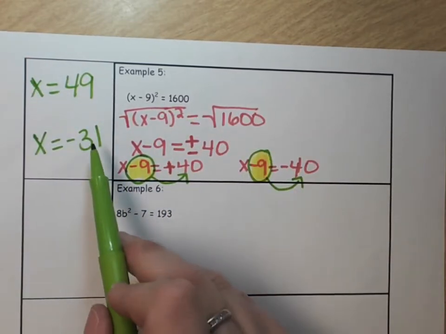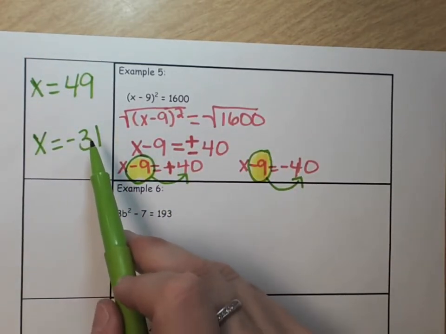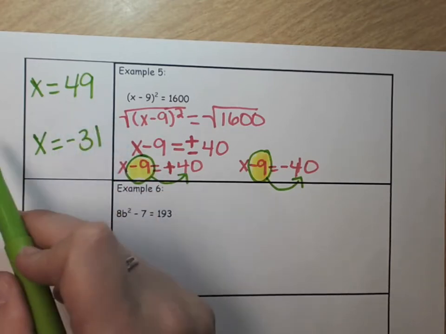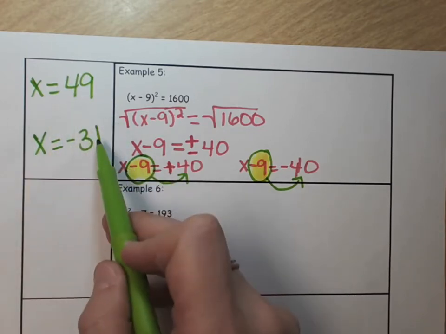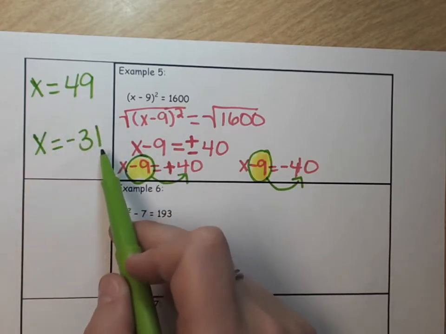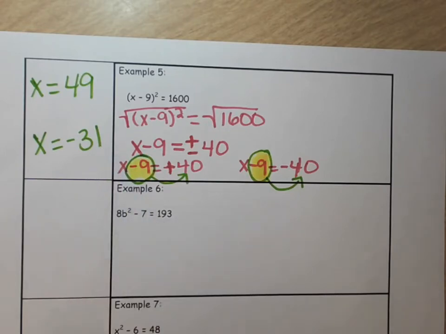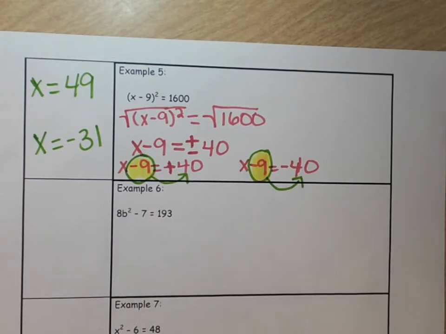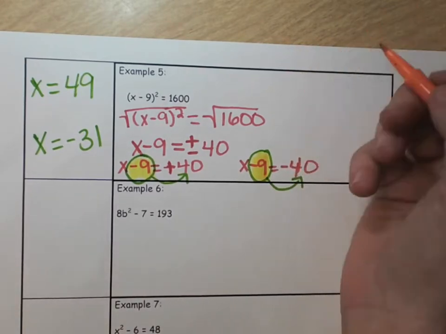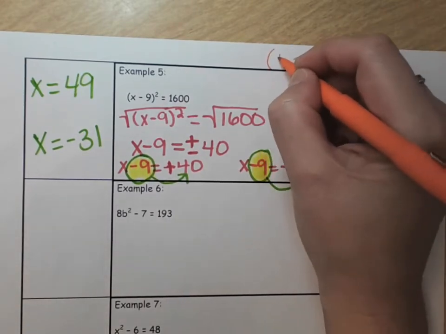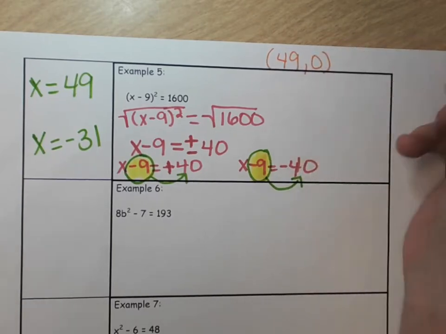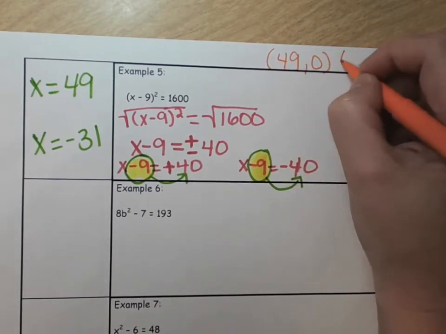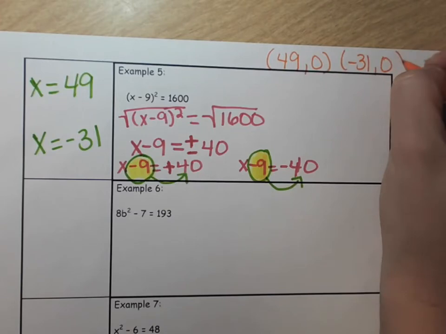Remember guys, if you put this in your calculator under graph, it would touch all the way on the right side at 49 and all the way on the left side at negative 31. So here is my x values. Let's write our ordered pairs. My ordered pairs would be 49, 0. Remember sexy. And negative 31, 0.